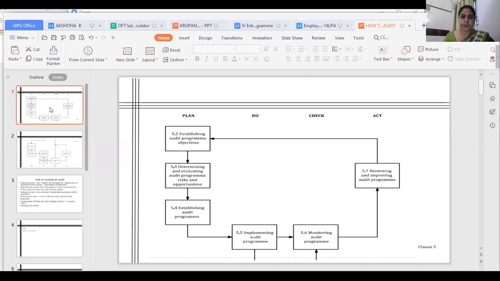Then again, I'm going back to the first slide, where you can see either you are going for the recheck or follow-up, or you will monitor this audit program. You will be checking that. Once this happens, you are going to review and improve the audit program. It is not always that only your process requires a review, or that your auditee is required to improve. Sometimes the audit program also requires reviewing.